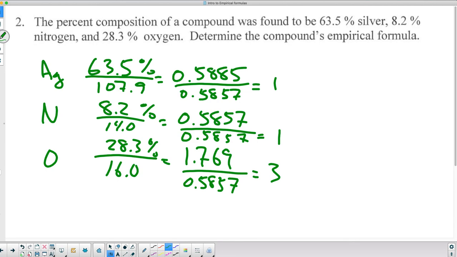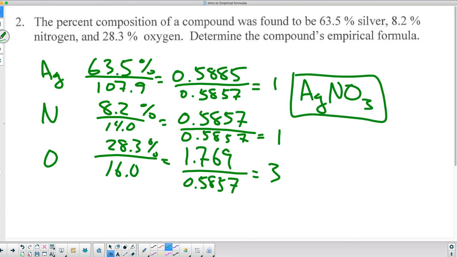Oops, I didn't break them up into colors. Sorry about that. So that means what I have then is Ag with a 1, N with a 1, and O with a 3. So this would be silver nitrate. Excellent. Okay, I'm going to pause it there, and then we'll do more with the molecular part.